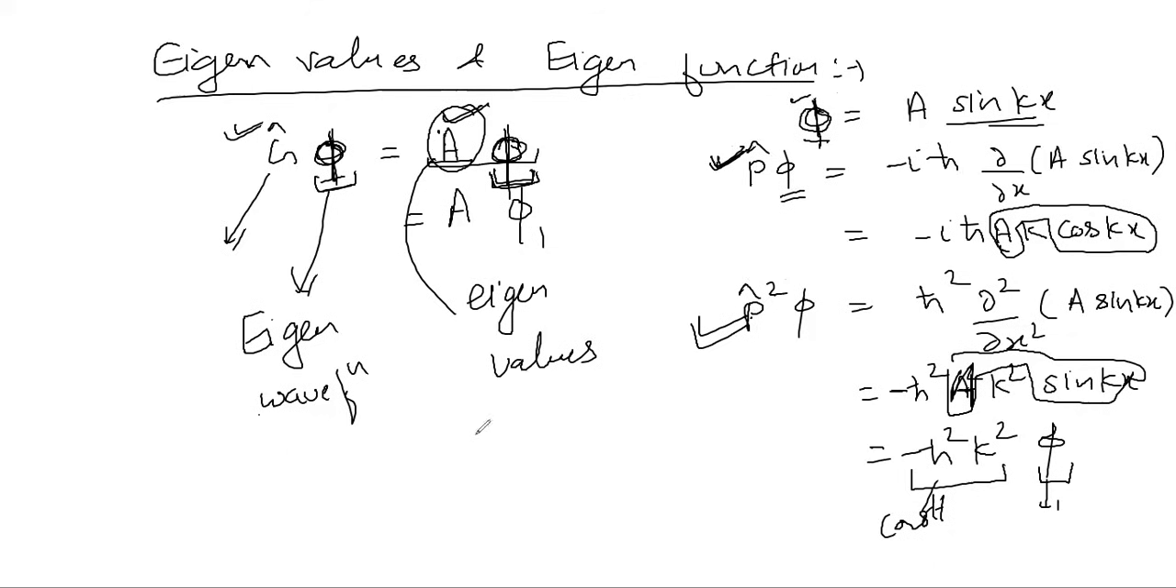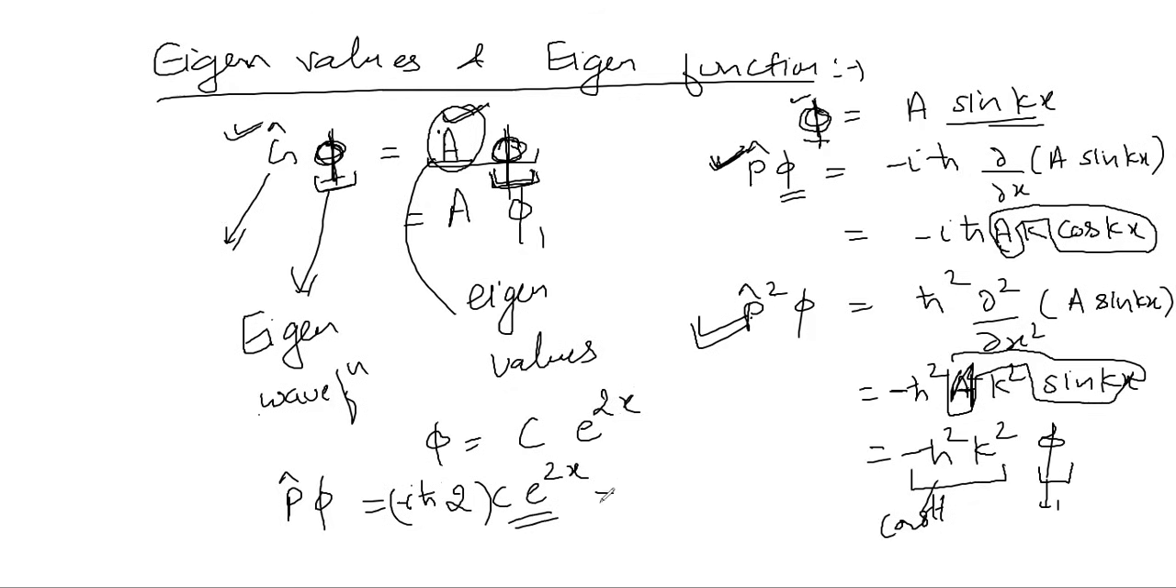You can take another example. For example, you had another wave function of the form c e raised to power 2x. If you apply the momentum operator on it, 2 will come out, 2 times c e raised to power 2x, and of course you will have minus iota h bar also. Your wave function is back as it is. That means this wave function is an eigen wave function of the momentum operator, and the value you get here, minus iota h bar into 2, is going to be your eigenvalue.